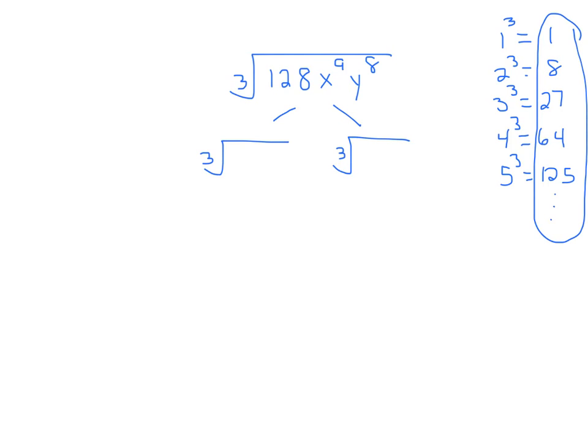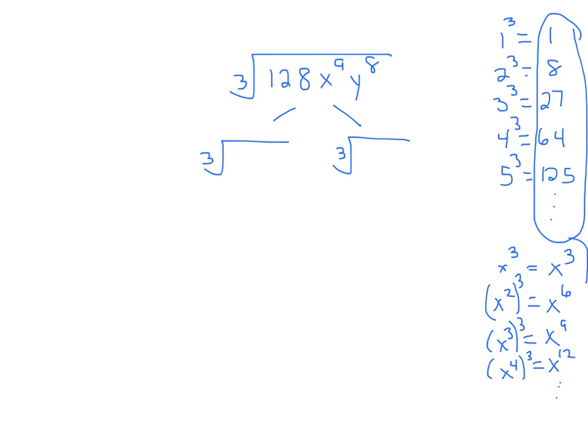Now let's take a look at variables. If we had x and we raised it to the 3rd power, that's just x to the 3rd. If we had, let's say, x squared and we raised it to the 3rd power, when you have a power to a power, you multiply those exponents, so that would be x to the 6th. If we had x to the 3rd and raised that to the 3rd power, it would be x to the 9th. So this list would just keep going and keep going. And what you could notice, dot, dot, dot, is that all of these are perfect cubes as long as the exponent is a multiple of 3, or as long as it's divisible by 3.